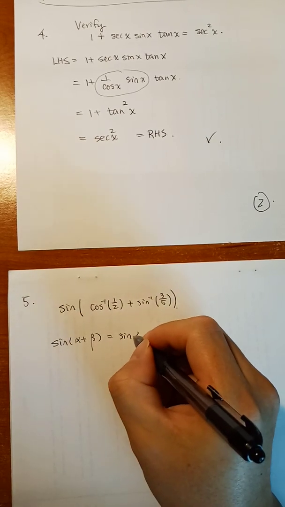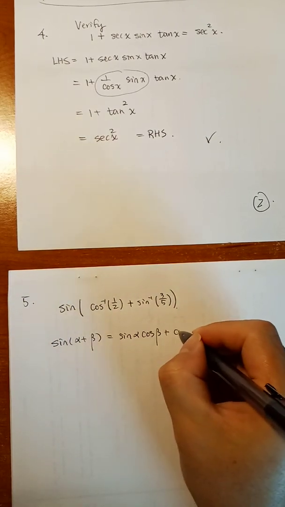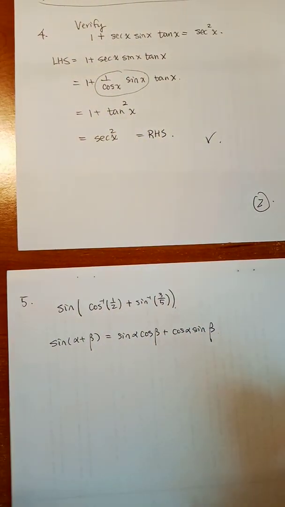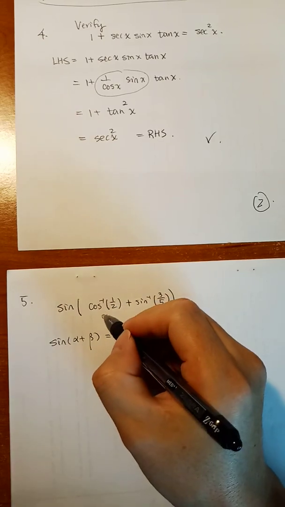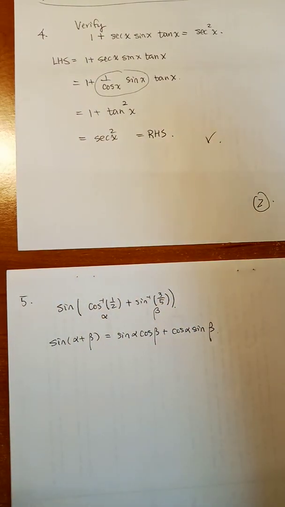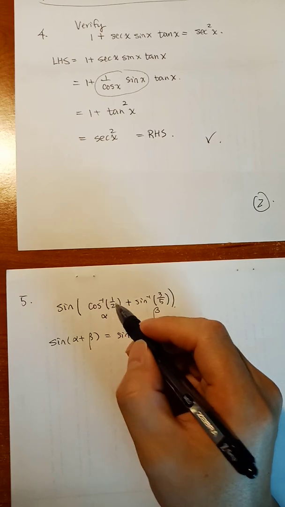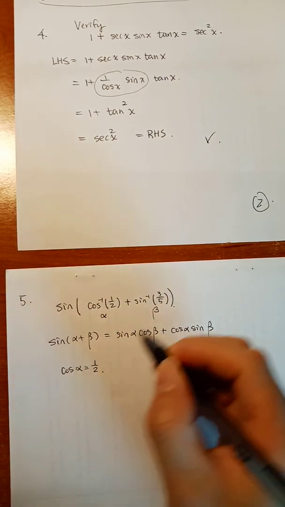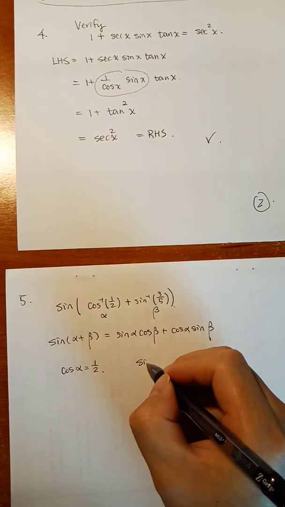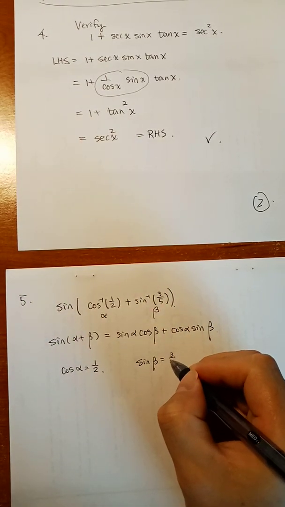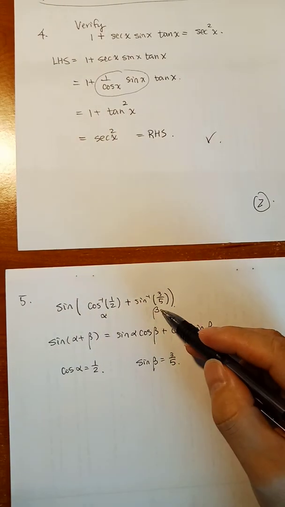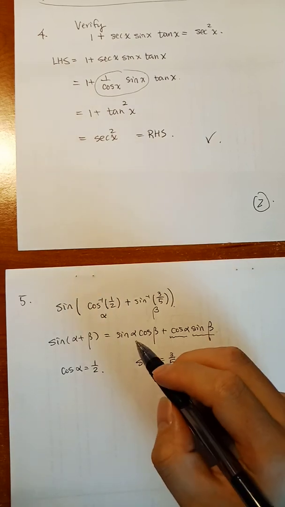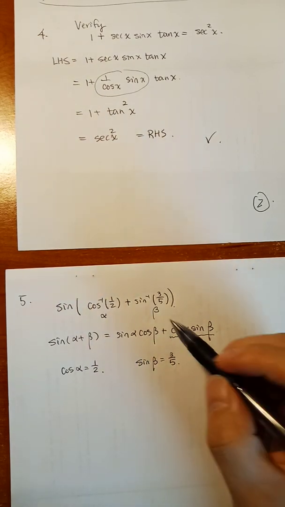The sum rule is sine alpha cosine beta plus cosine alpha sine beta. So you have to know this formula first. In this formula, this is alpha, this is beta. So alpha is cosine inverse of 1/2, so cosine alpha is 1/2. Sine beta is 3/5. Cosine alpha and sine beta are both known. So we need sine alpha and cosine beta.